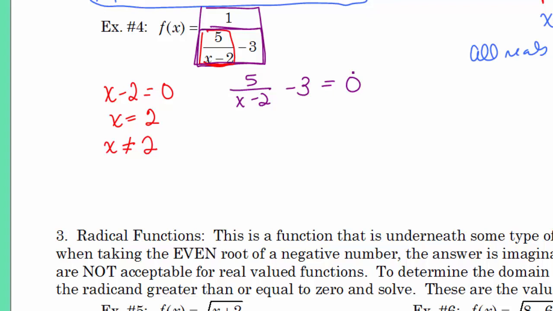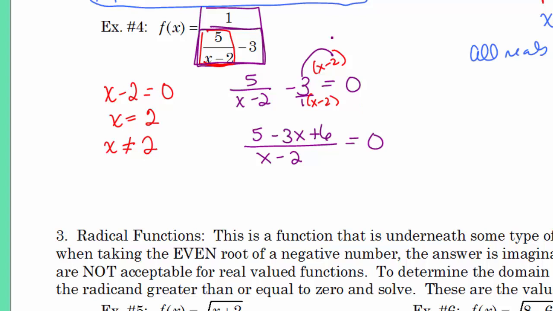Ugh. Well, let's make that into one big fraction, so I'm going to find a common denominator. So that means I have to multiply this part by x minus 2 and this part by x minus 2. So all over x minus 2, we would have 5 minus 3x plus 6. Remember, distribute. We'd have negative 3x plus 11 over x minus 2. When is that going to equal 0? Well, we know if I put in 2 for x, then it's undefined. But when is this whole thing undefined?